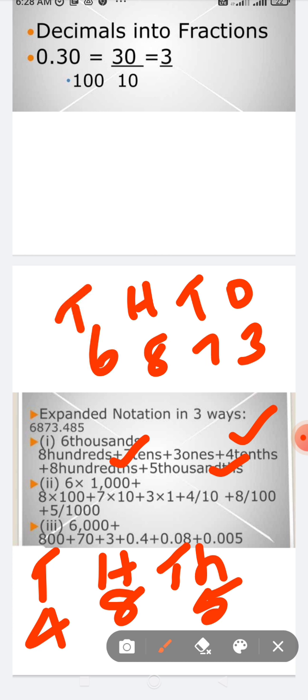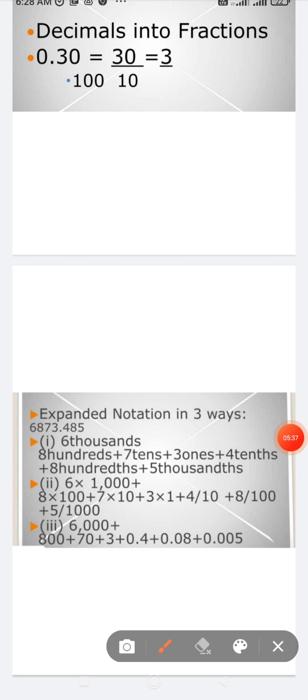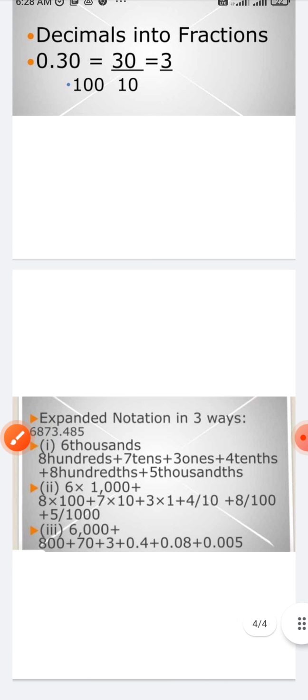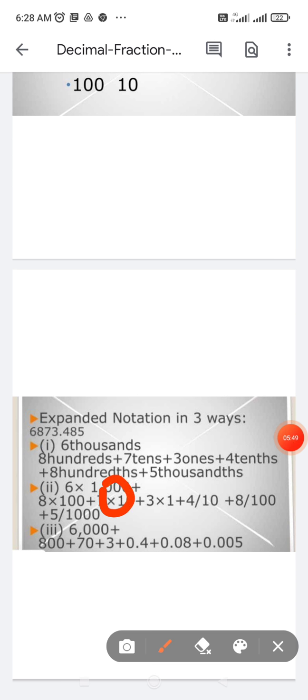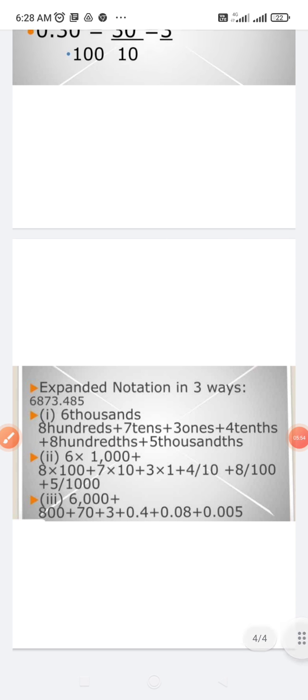Our second format, children. How do they represent 6000? 6 into 1000. Plus how many hundreds? 800. 8 into 100, they represent. Then how many tens? 7 tens. So 7 into 10. Plus how many ones? 3 ones. So 3 into 1.